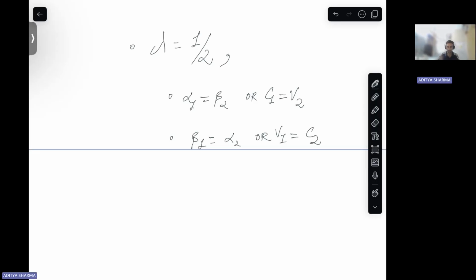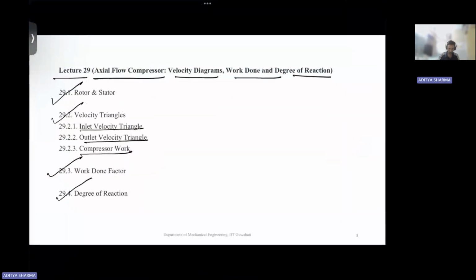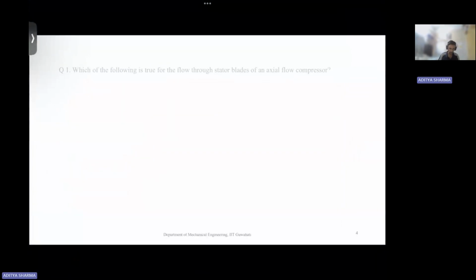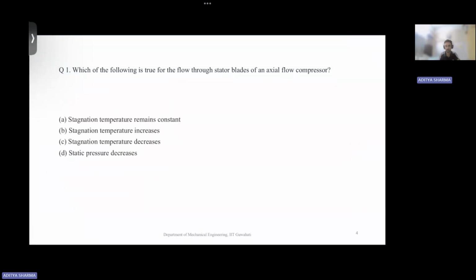So this is the degree of reaction related to your axial flow compressors. Then the topics of lecture number 29 are over, and we'll move on to questions. The first question is this. Please have a look at the question and try to see what can be the right answer to this question.